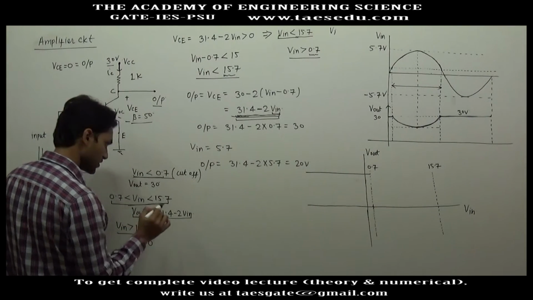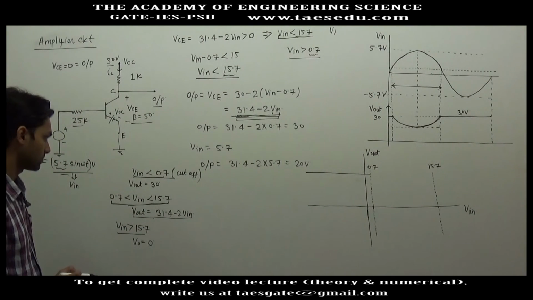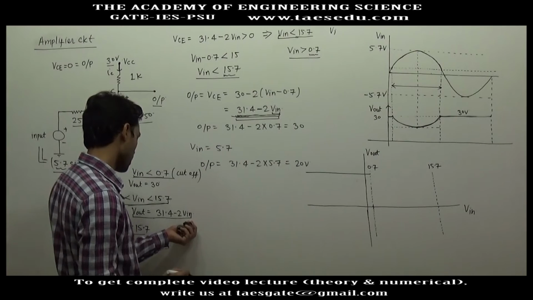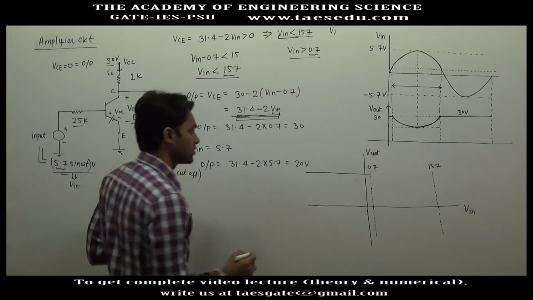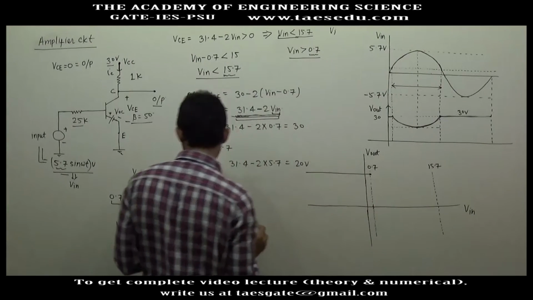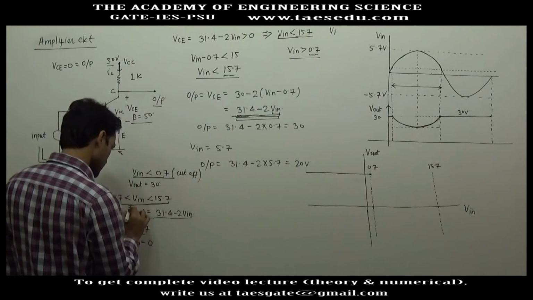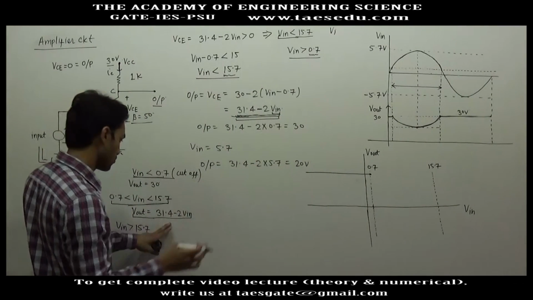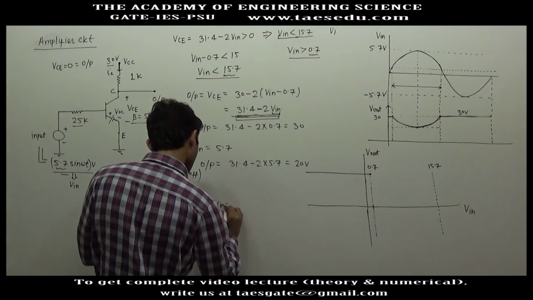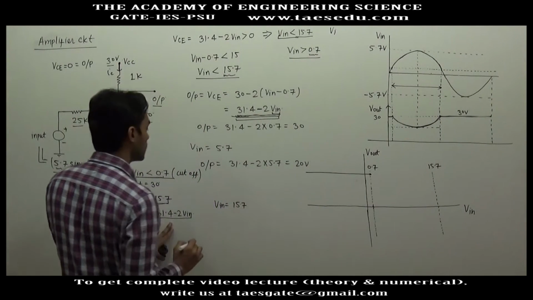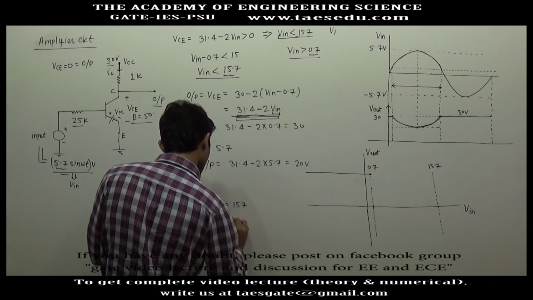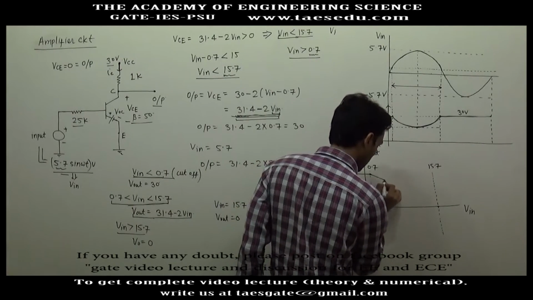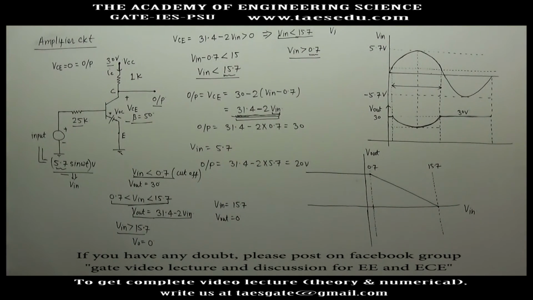This is the formula in active region. When you put input equal to 0.7, output will be 30 volt. So you will start from this point only. Obviously this graph will be a straight line with negative slope, so you need one more point. If V input equals 15.7 volt, you will get V output equal to 0. This is 15.7 volt. So this was the graph for active region.